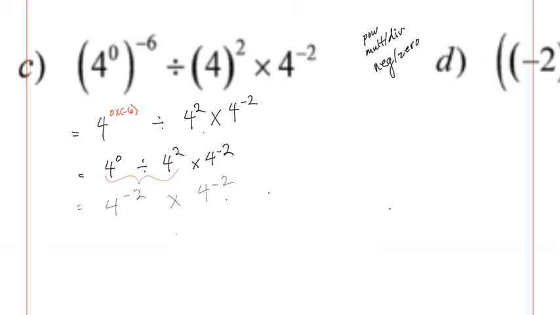Now, because we have multiplication, we're going to combine these two. So we get 4 to the negative 2 plus negative 2, which gives us the following, 4 to the negative 4, which is 1 over 4 to the 4, which, when we calculate, the bottom half of the fraction is 256.